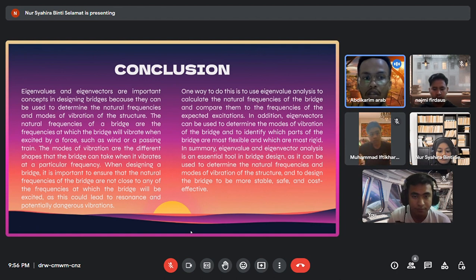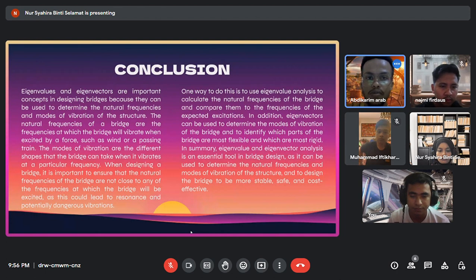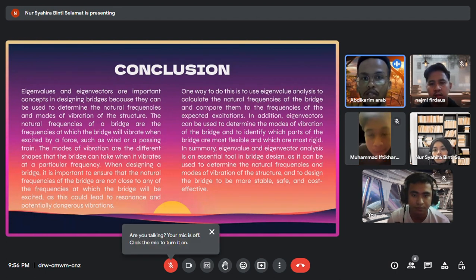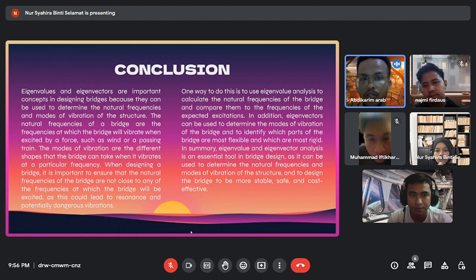When designing a bridge, it is important to ensure that the natural frequencies of the bridge are not close to any of the frequencies at which the bridge will be excited, as this could lead to resonance and potentially dangerous vibrations. One way to do this is to use eigenvalue analysis to calculate the natural frequencies of the bridge and compare them to the frequencies of the expected excitations.